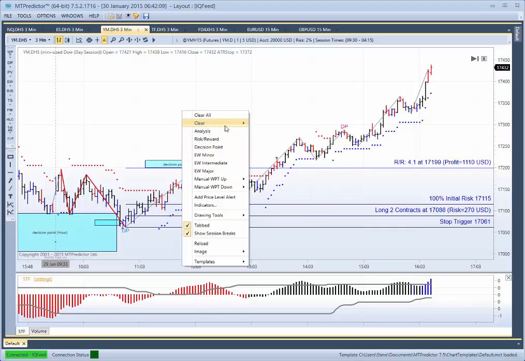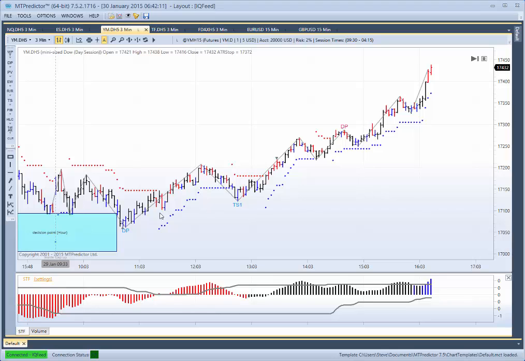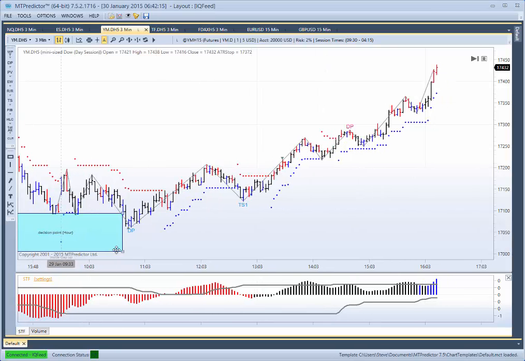I'm just going to take this analysis off. The best trade of the day was this TS1 a bit later. Now what we love about this is because this was a major low. It was a major low because it came in at higher time frame support. That's how we define it in MTPredictor. We had an initial rally up, we had an initial correction down.